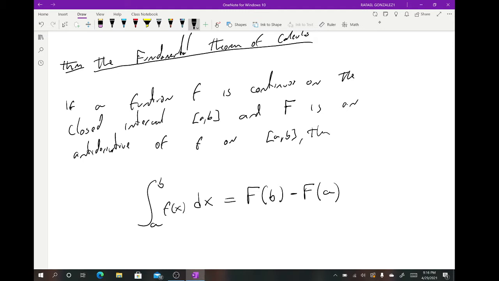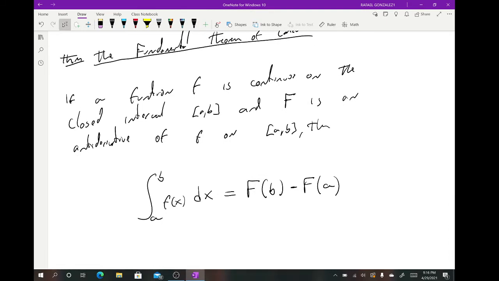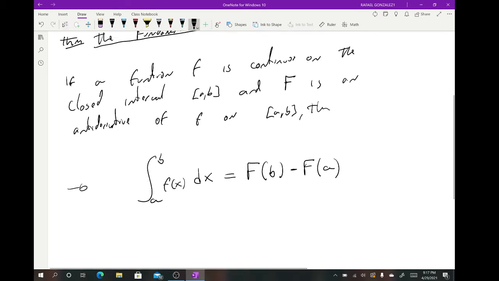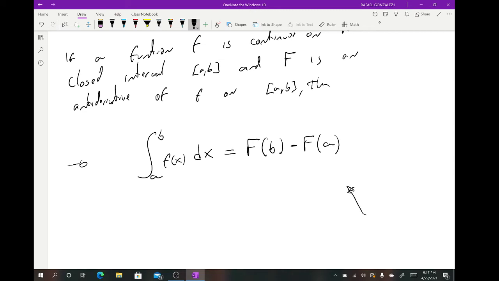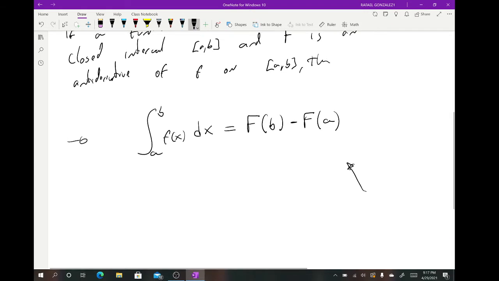So this is giving us a way of actually evaluating the definite integral without using the limit processes that we were using in the previous section. Remember, in the previous section we used the Riemann integral and took a limit of it to be able to find the exact solution of a definite integral. But this is now giving us a much easier way of solving for definite integrals, provided that the antiderivative exists. So let me just write that down.